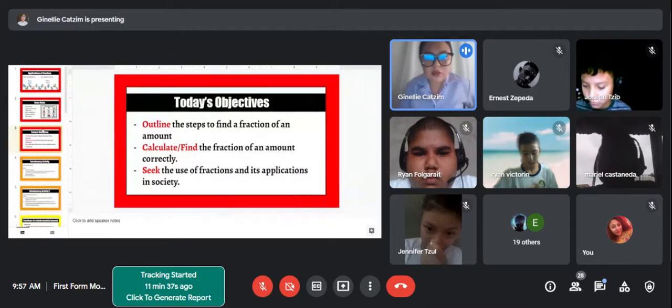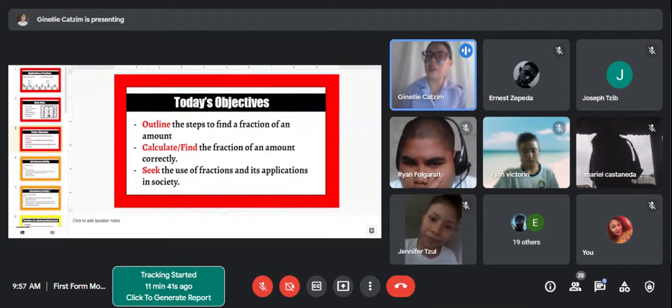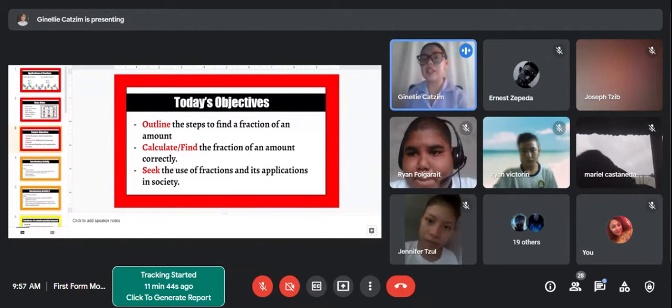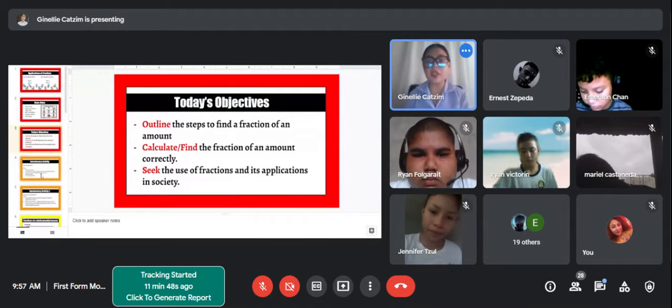So in today's objectives, we will outline the steps to find the fraction of an amount, calculate or find the fraction of an amount correctly, and seek the use of fractions and its applications in society.